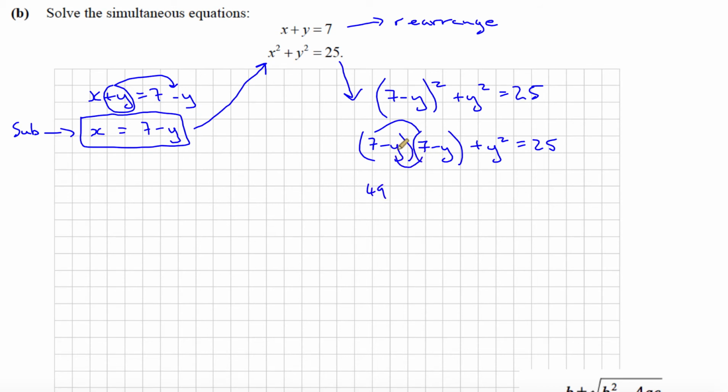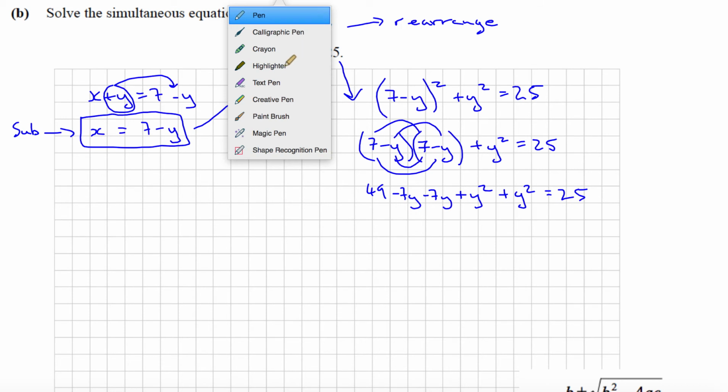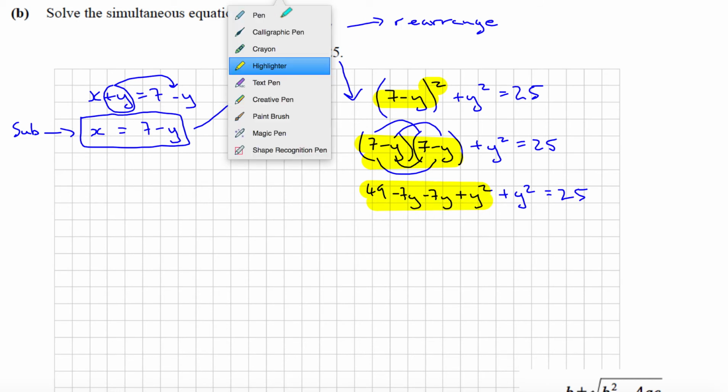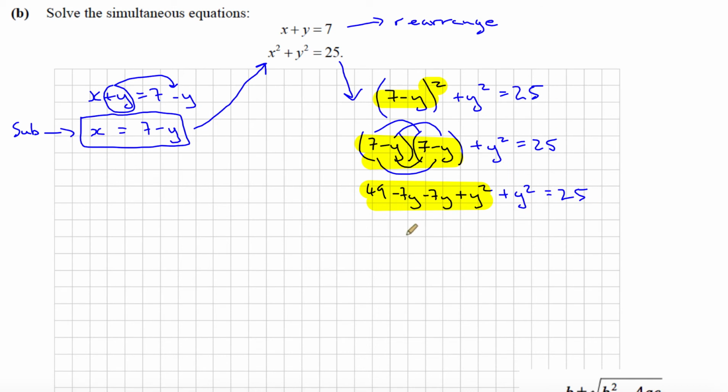But then you have these terms. Minus y by 7 is minus 7y. And then 7 by minus y again is minus 7y. And then your minus y by your minus y is your plus y squared. So you still have another y squared here, and that's equal to 25. So just to be clear there, this 7 minus y squared became this when you write it out longhand, and then when you multiply all that out, you got this business here. So you still had your y squareds and your 25s there.